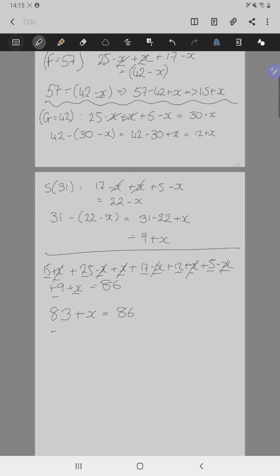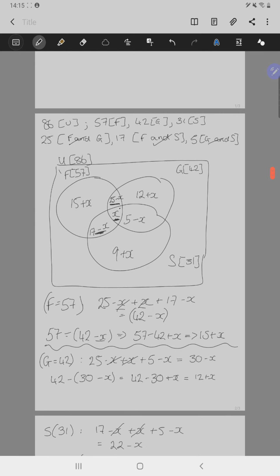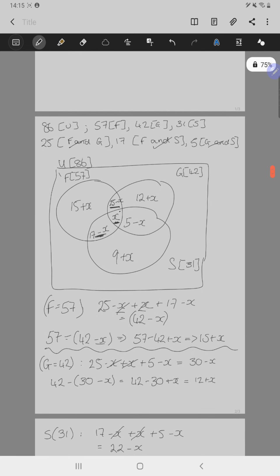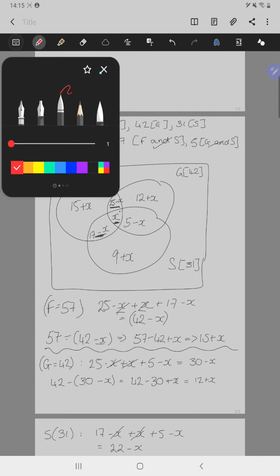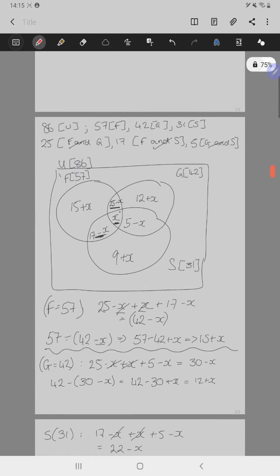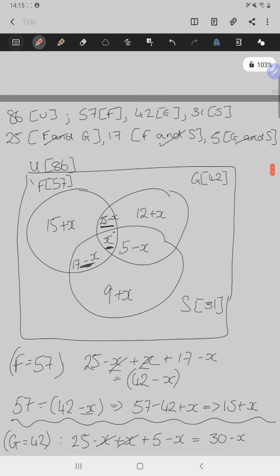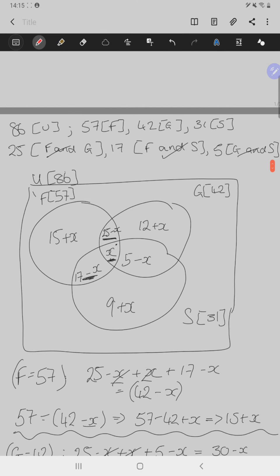To find what x is, we need to get rid of this 83, so subtract 83 from both sides. So in the end, we get x is equal to 3. So that means there are 3 people that study all 3 languages. So you could go back in the end and fill in the parts. Here I would advise leave the x's there, but you can write in there as well.